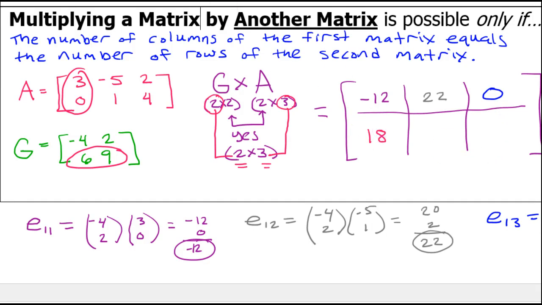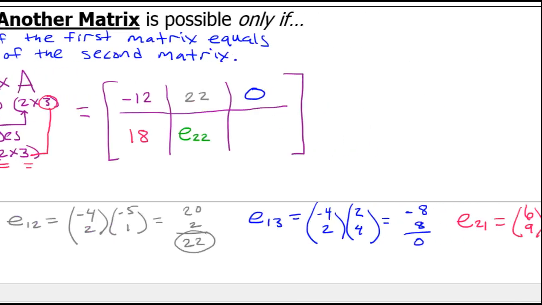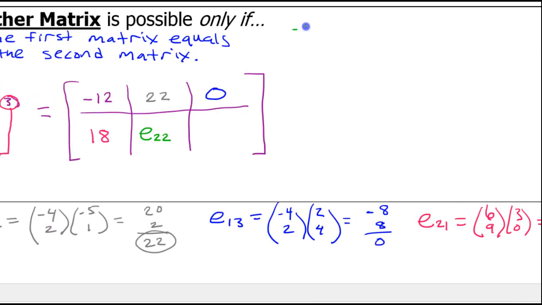Okay, two more to go. I know this is a long process, but we've come this far, so I just want to follow through and finish the problem. Okay, so this element is element 2, 2, because I'm in the second row and I am in the second column, so that makes it element 2, 2. I'm going to put this right here. So I'm going to find element 2, 2. That means I need row 2 and column 2. Row 2 of the first matrix, column 2 of the second matrix.